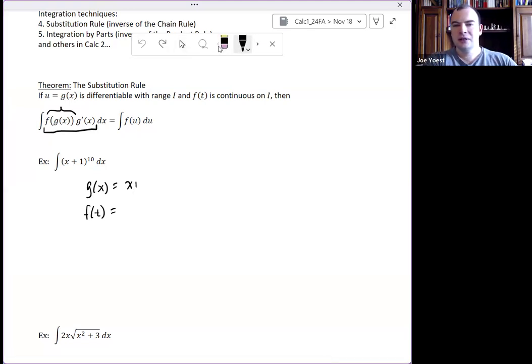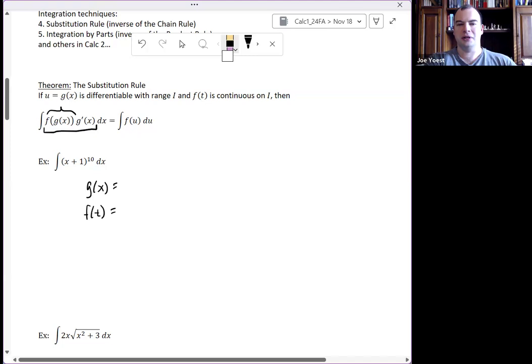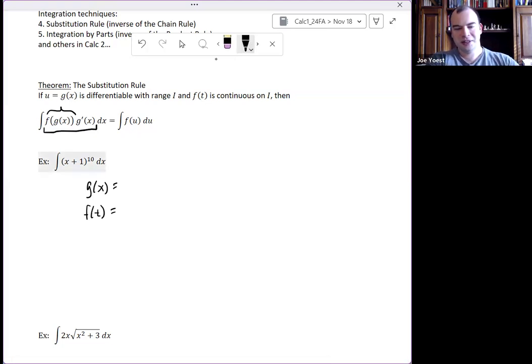Oh, OneNote only allows you to undo so many things. There we go.